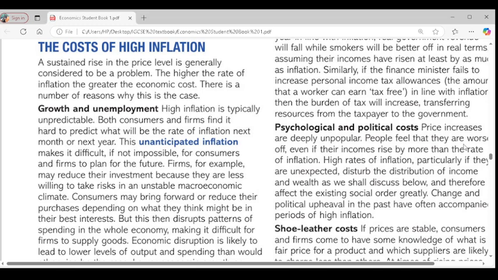We're going to cover the cost of high inflation. So we're going to know what inflation is: a persistent rise in the price of goods and services. So what are the costs of having high inflation within the economy? Number one, growth and unemployment.